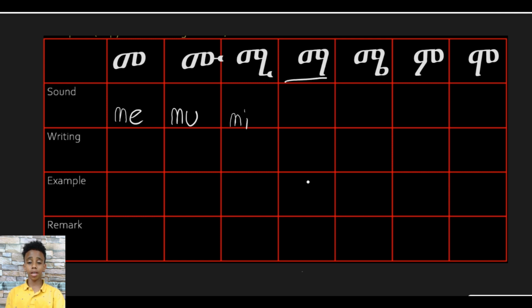Our fourth letter is the letter Ma. And Ma can be written in English by writing M-A. Ma. Our fifth letter is the letter Me. And Me can be written by writing M, I, E in English. Our sixth letter is the letter M. M. And M can be written by just writing the letter M.